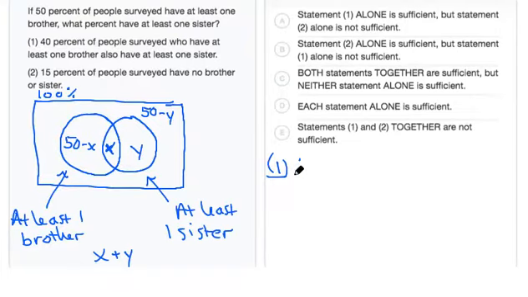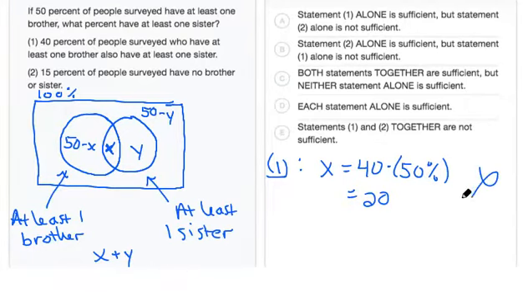For statement 1, it's given that 40% of people surveyed who have at least one brother have at least one sister. We can interpret this in terms of our variables: X equals 40% times 50, and that's going to equal 20. However, even though we know the value of X, we don't have enough information to find the value of Y. Therefore, we can't find the value of X plus Y if we don't know the value of Y. This statement alone is not sufficient. We can then eliminate answer choices A and D, and the answer choices left are B, C, or E. To narrow it down further, let's consider statement 2.